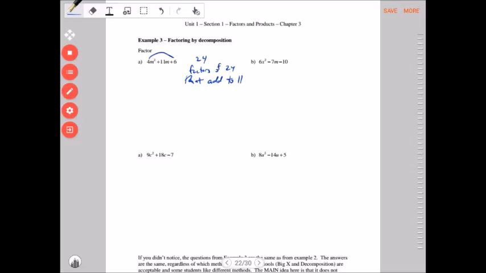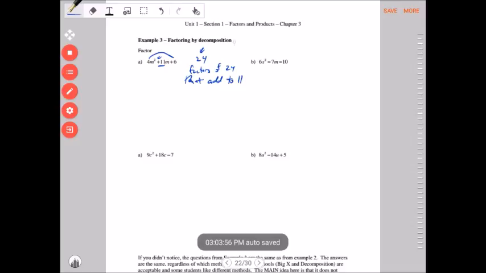So they're always going to multiply to the number between them, the 6 times 4, and then they're going to add to whatever this one is, so add to 11. So factors of 24 that add to 11. We'll deal with the negative signs in a bit. Okay, so factors of 24.